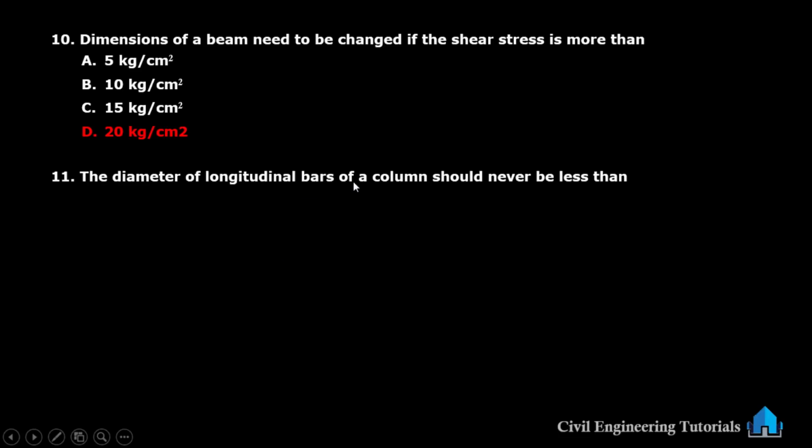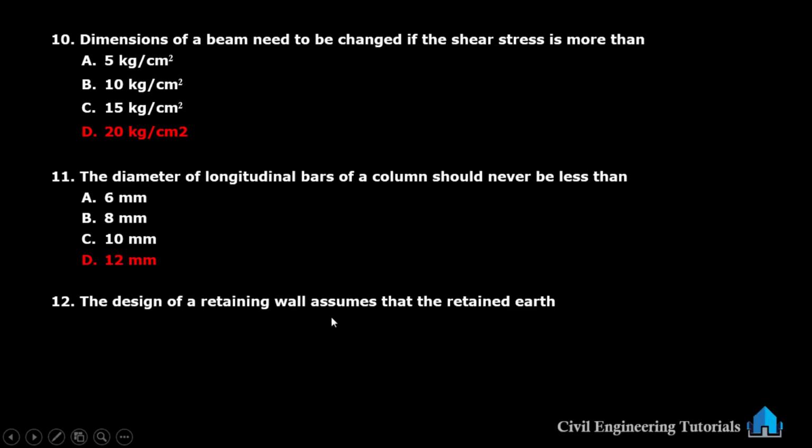Next, the diameter of longitudinal bars of a column should never be less than option A 6 mm, option B 8 mm, option C 10 mm, and option D 12 mm. So the answer is option D 12 mm.